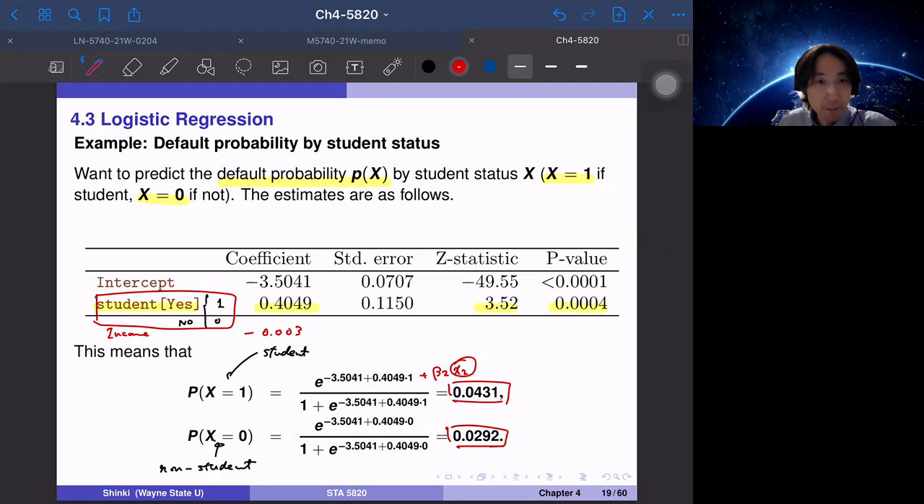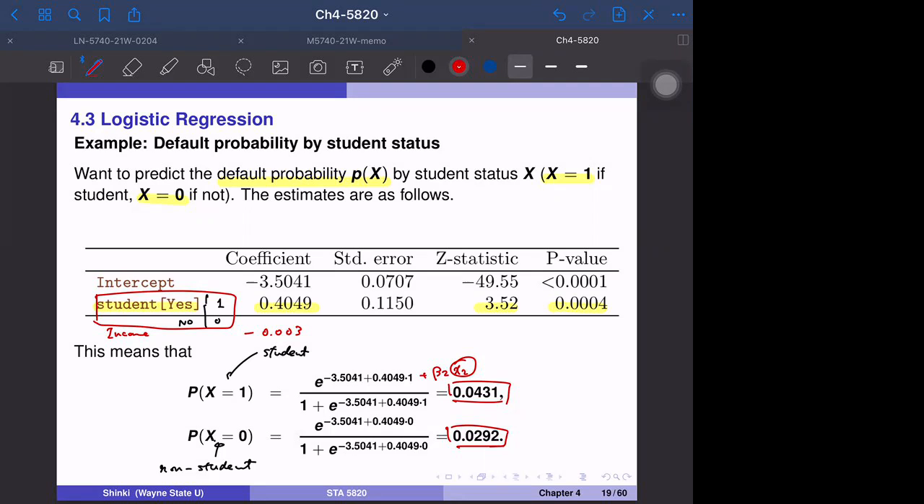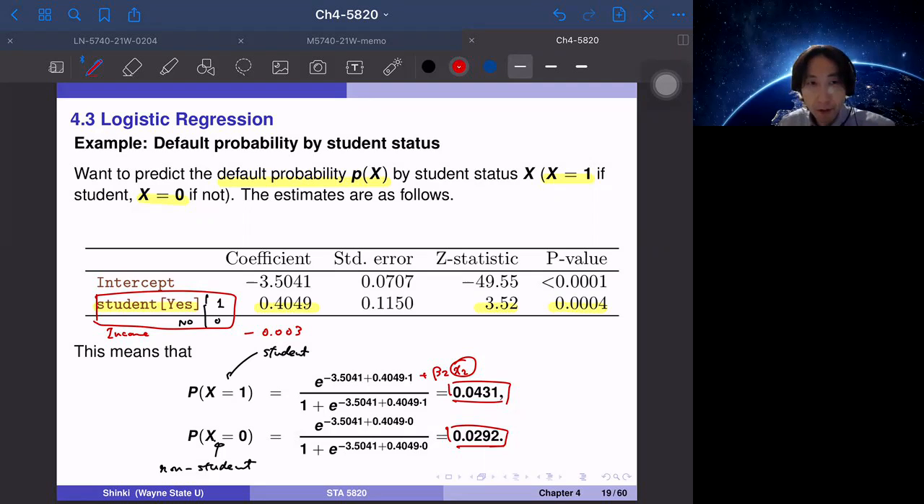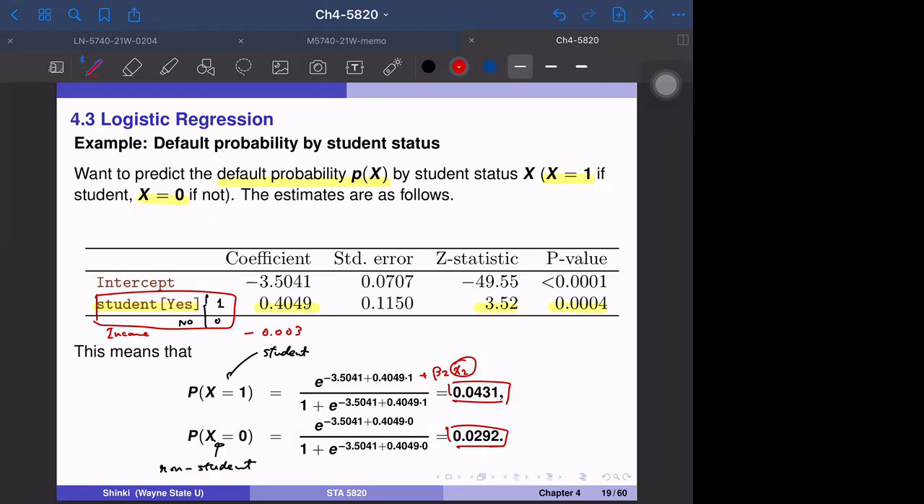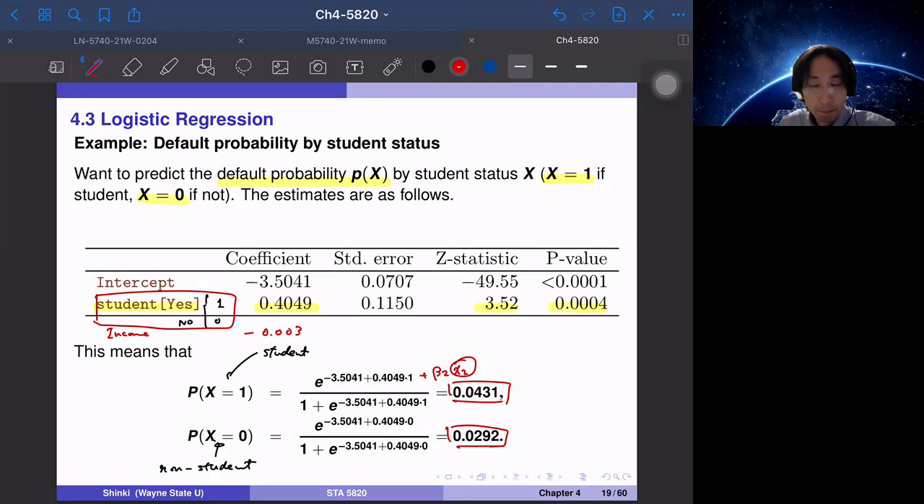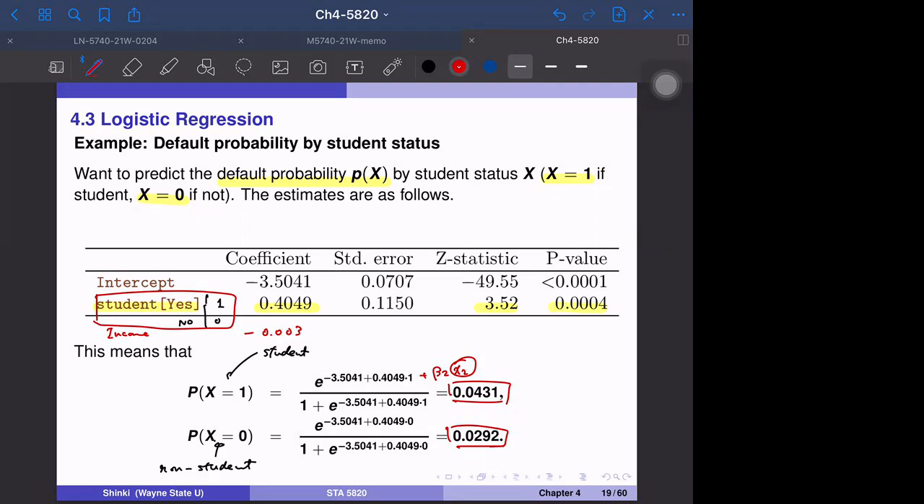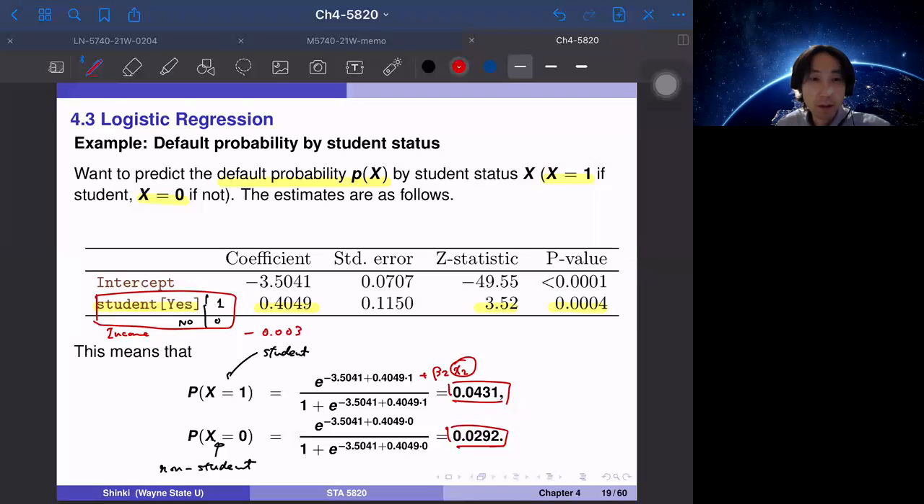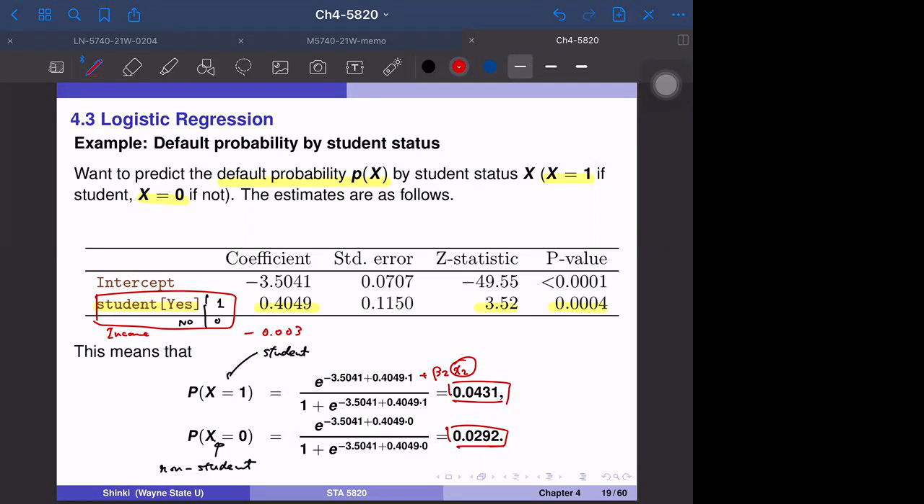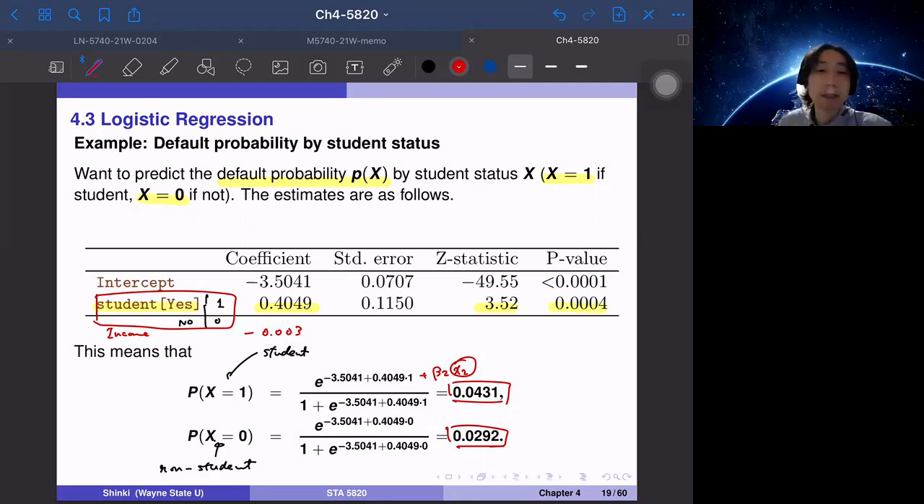Sorry, Professor. I have a question about the subject. When we want to predict the default probability, I think the total probability should be 1, but the total probability here is somehow about 6 or 7%. I'm a little confused. So what's the other part of the probability?